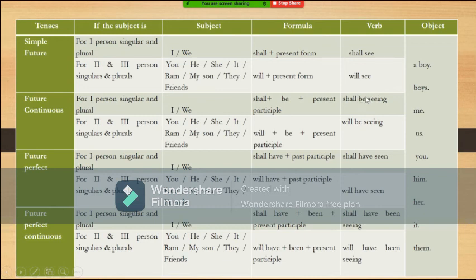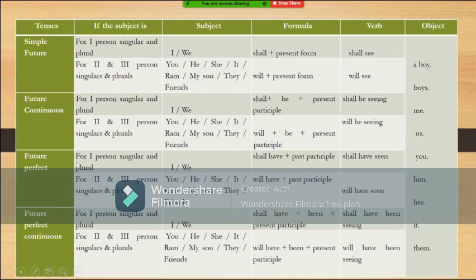The be form is a linking word that helps us to get adjusted. So to indicate the future continuous tense, there are two choices: shall be seeing or will be seeing. Shall be present participle or will be present participle. For the subjects I and we, we use shall be seeing. For all the other subjects, we use will be seeing.